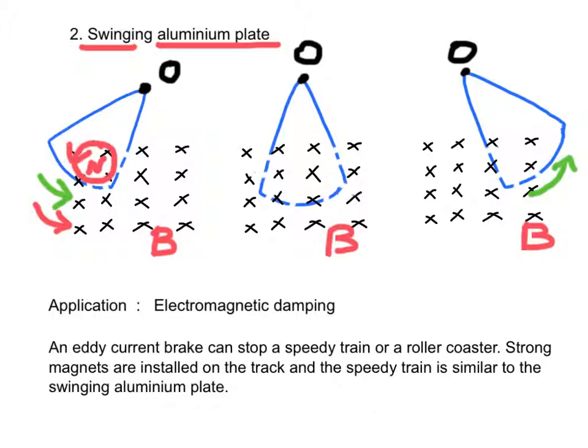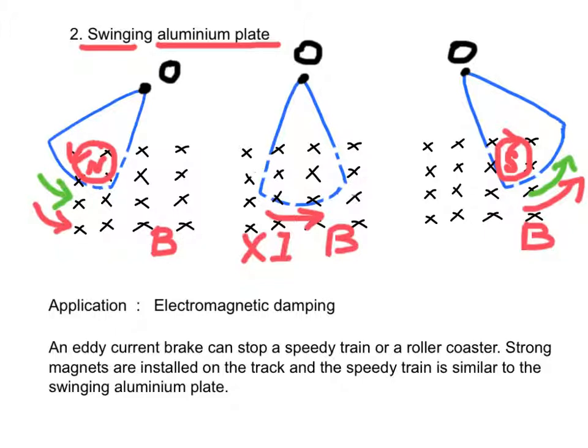When the aluminium plate is at its lowest position, there will be no change of magnetic field in the plate at this moment. Hence, there will be low induced current in the plate. However, when the plate is moving away from the magnetic field region, the upper end of the plate will induce south pole, hence the electric current flows in the opposite direction.